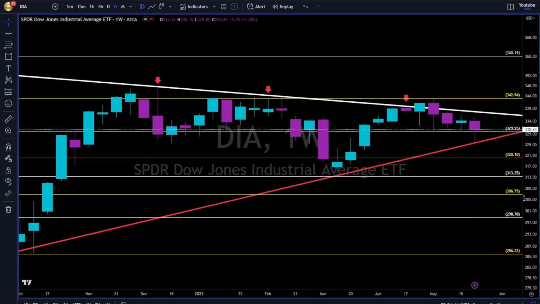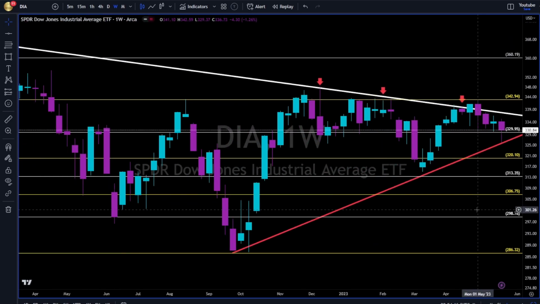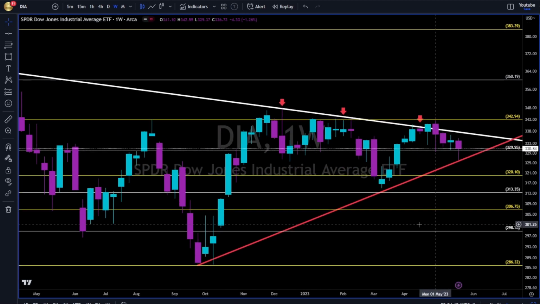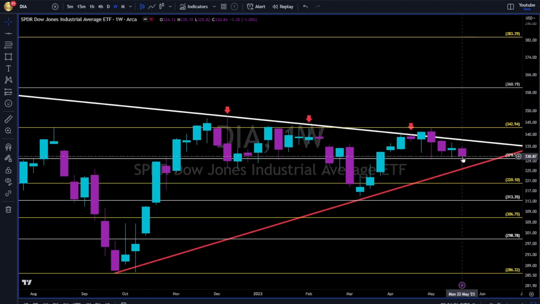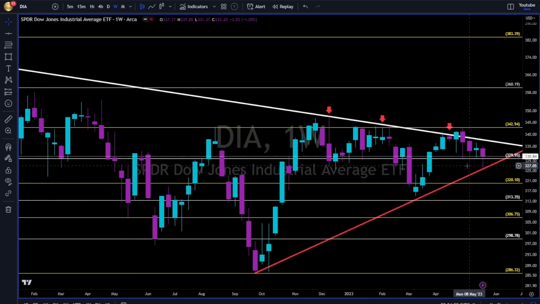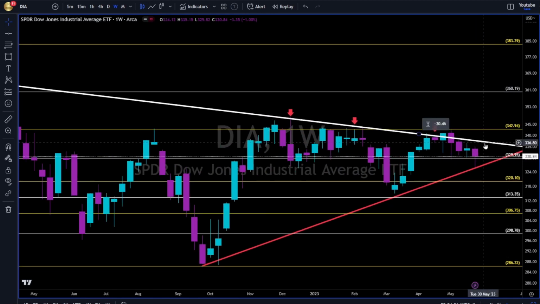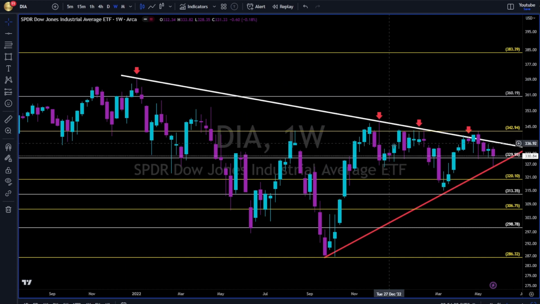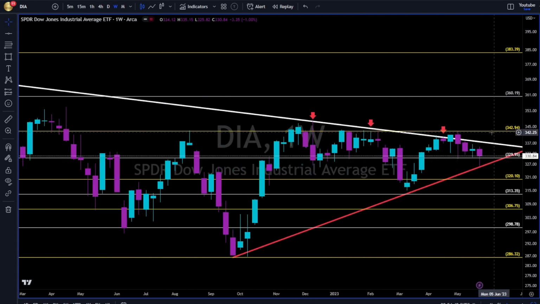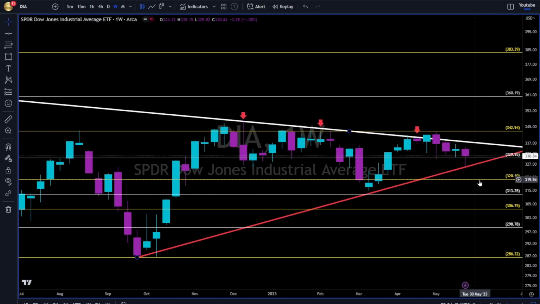Dow Jones, if you follow me on Twitter and you saw previous videos on the weekly charts, you know this red trend line, you know this white trend line. This red trend line in the past week held as support. Now let's see if bulls of the Dow can break up and above this white trend line that's holding the lower highs since January of 2022. Breaking up and above 343 to the upside. Breaking below the red trend line, we are going towards 320, 313.